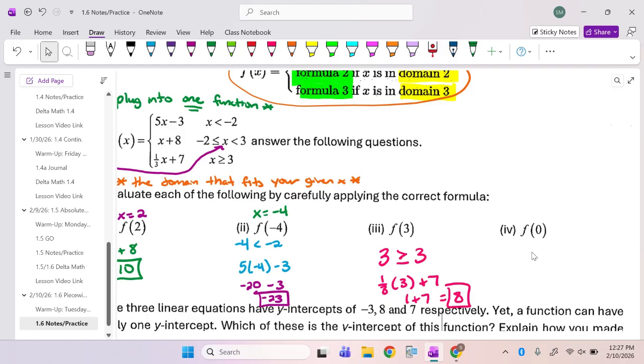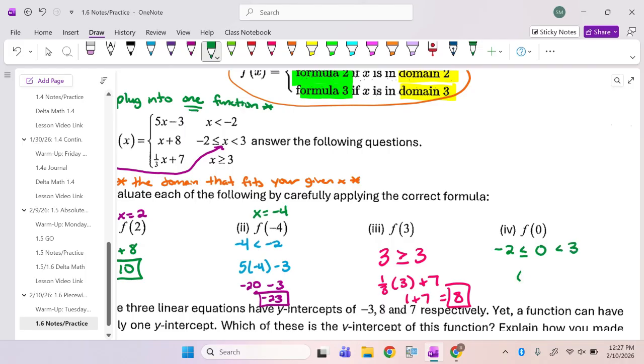So Reagan, is it 0, say it again? It is the second one. Good. Because -2 is less than or equal to 0, which is less than 3. So in other words, 0 is between -2 and 3. All right. So you would plug it into the second one.